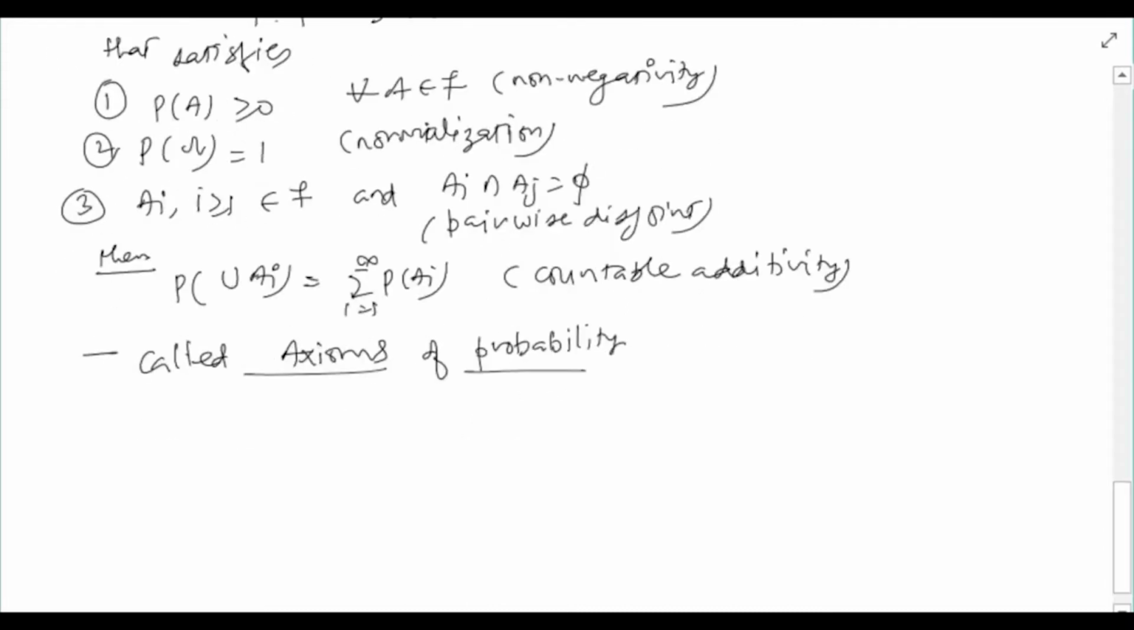Having defined sample space, event space and probability law, we can now define so-called probability space. The tuple omega, F, P is called probability space.